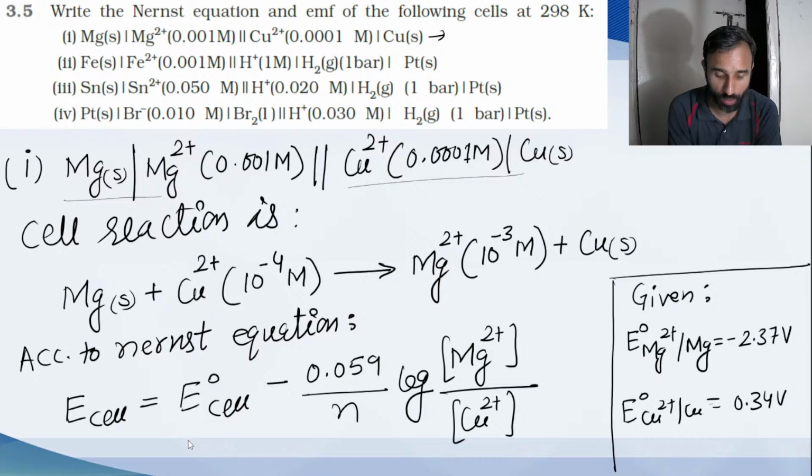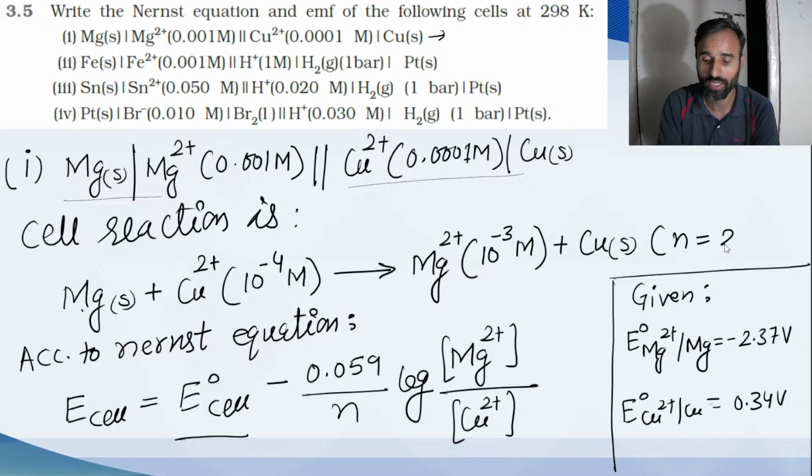So from these values we calculate E naught cell. And what is N in this case? Obviously Mg to Mg2+, how many electrons are involved? 2. Copper 2+ to copper, 2. So N in this case is equal to 2.